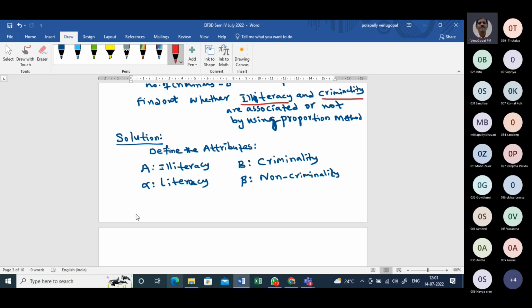Okay, children. Proportion method. What does the proportion method say? What is the proportion method talking about? Yes, children.